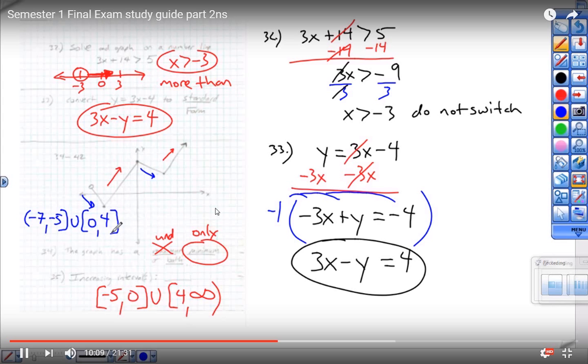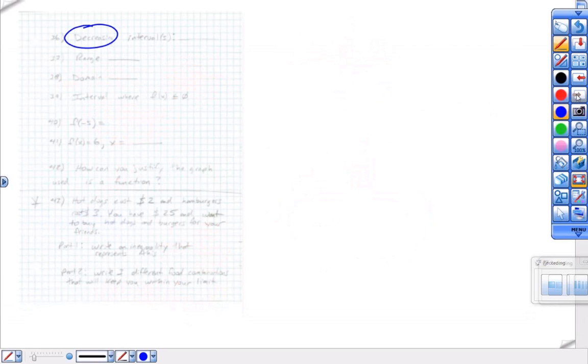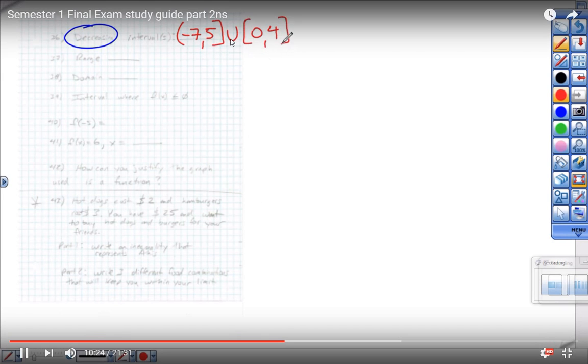So decreasing from rounded bracket, negative 7, negative 5 square bracket, and from square bracket 0 to 4 square bracket. Make sure you put that union symbol in there.